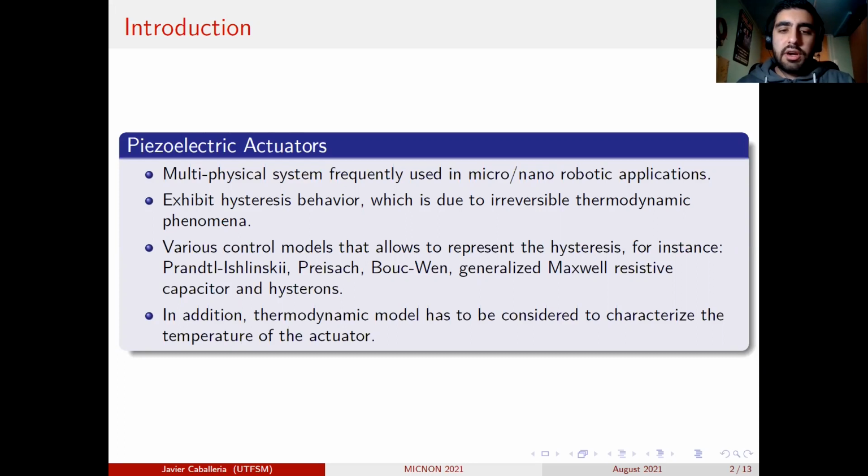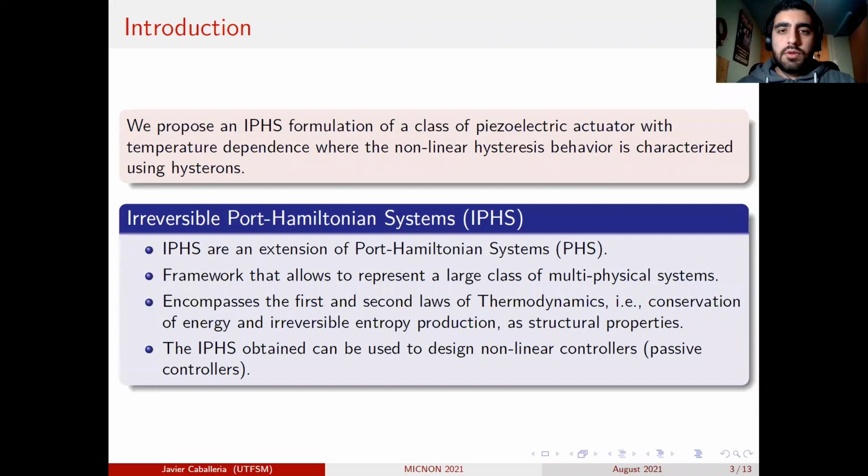So if we consider the piezoelectric actuator as a thermodynamic system, we need to characterize the temperature of the actuator. In our work, we propose an irreversible Port-Hamiltonian system formulation of a class of piezoelectric actuators with temperature dependence, where the nonlinear hysteresis behavior is characterized using hysterons.